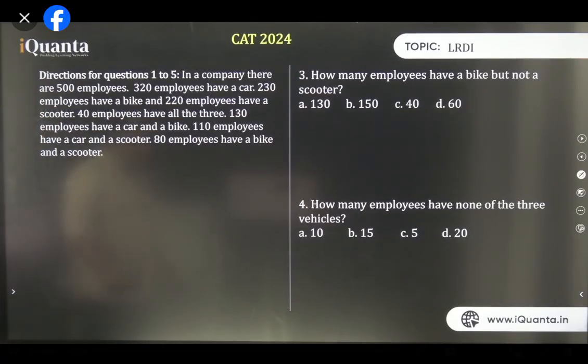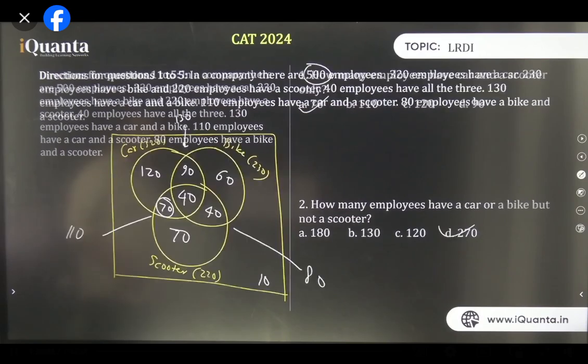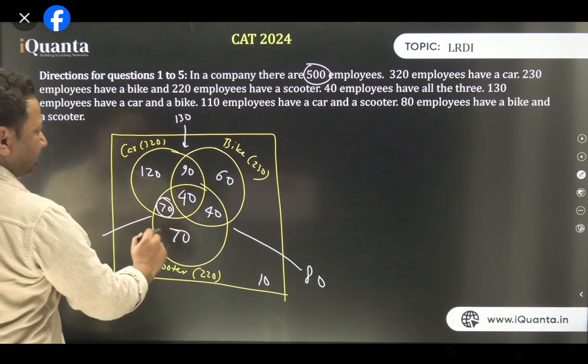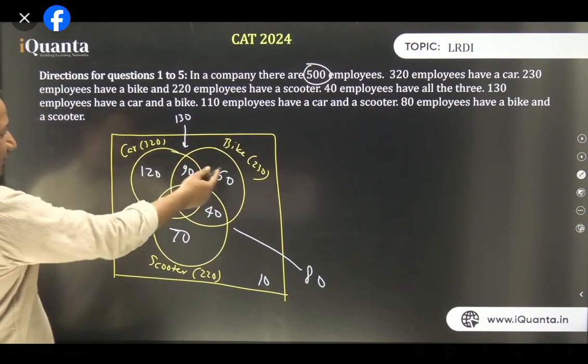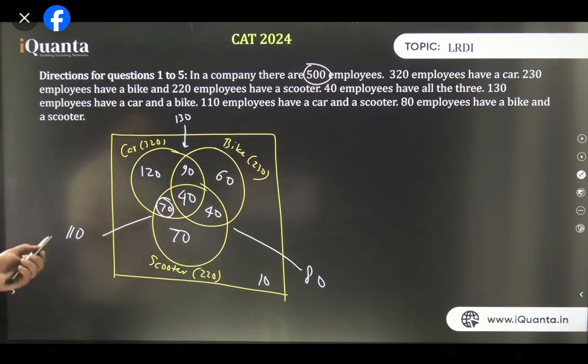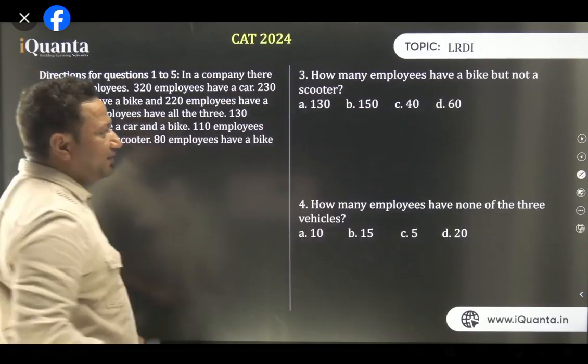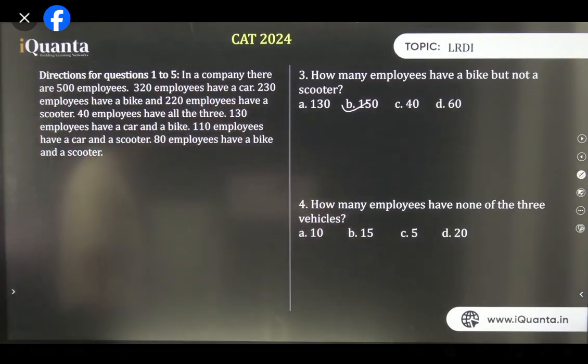Okay, Ankit. ठीक है. Third, how many employees have a bike but not a scooter? They have a bike but not a scooter. So 60 plus 90, 150. They have only bike or car or bike both, but not the scooter. So we have 60 plus 90, 150. Now I think interpreting a set has become very easy for everyone.